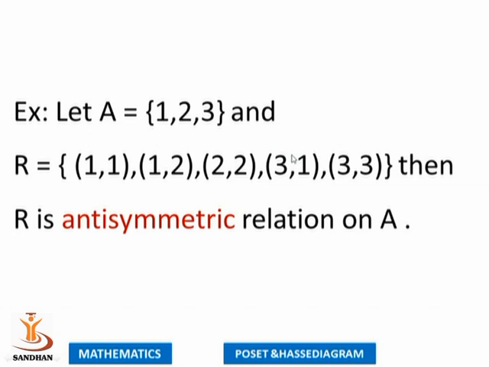So the example here, the same set A equals {1, 2, 3}, and the relation here is (1,1), (1,2), (2,2), (3,1) and (3,3). It is antisymmetric because we can see here it contains (1,2), but it doesn't contain (2,1). It contains (1,1), (2,2) and (3,3). It contains (3,1), but doesn't contain (1,3). So for all the elements here, we cannot find both (x, y) and (y, x) in the set.